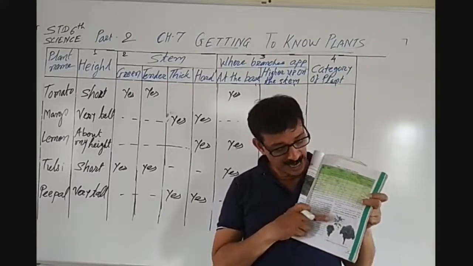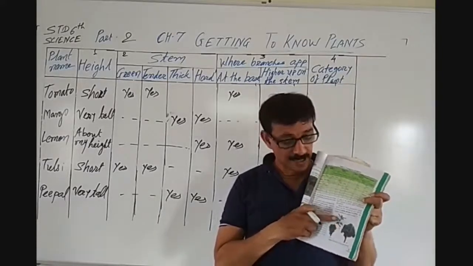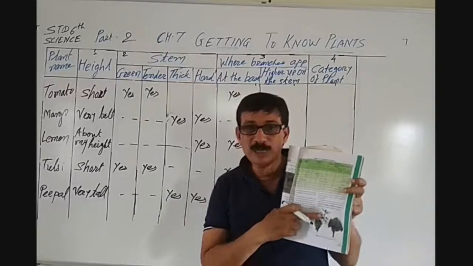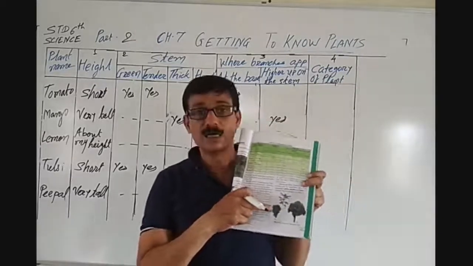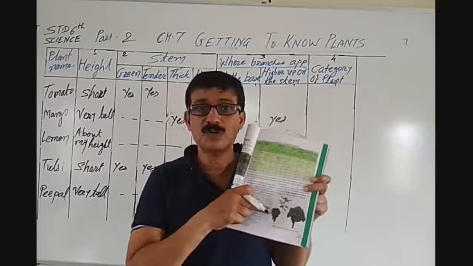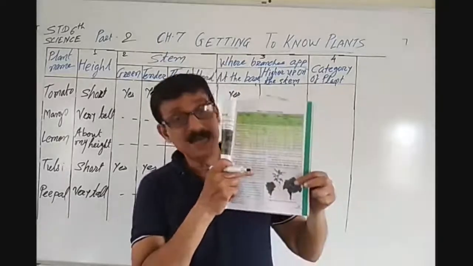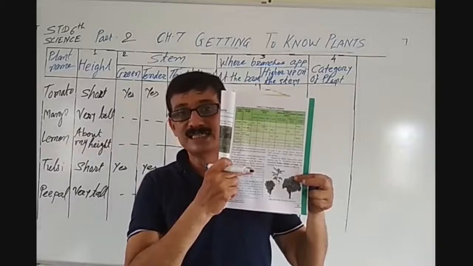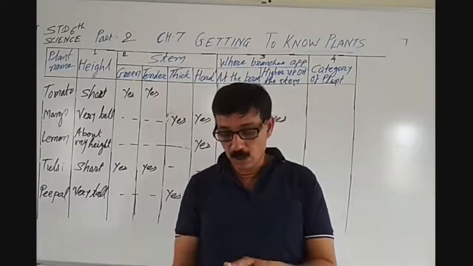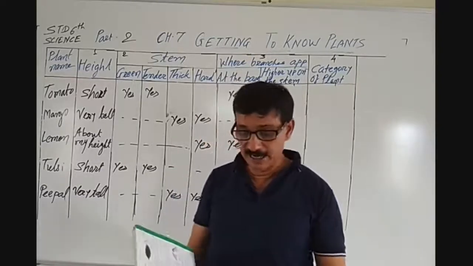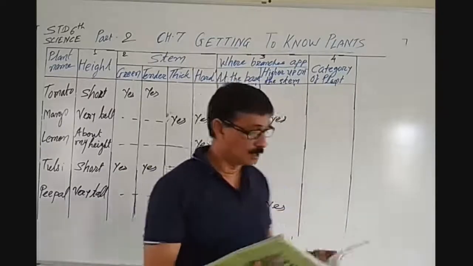Here you can see A, B and C plants. A is very short, you can see, and that is why it is a herb. B is up to your height, that is why it is a shrub, and C is a tree, that is why we can say it is a tree. Okay, so let me read first, then after we will write this column.